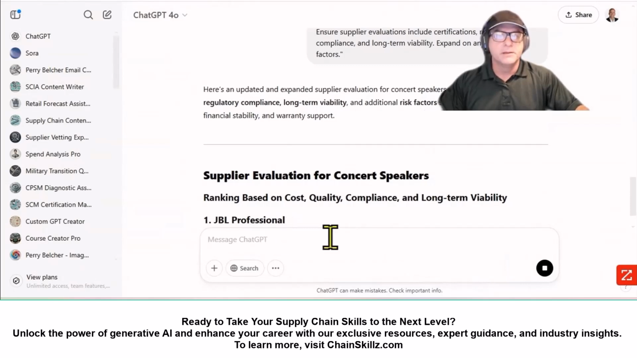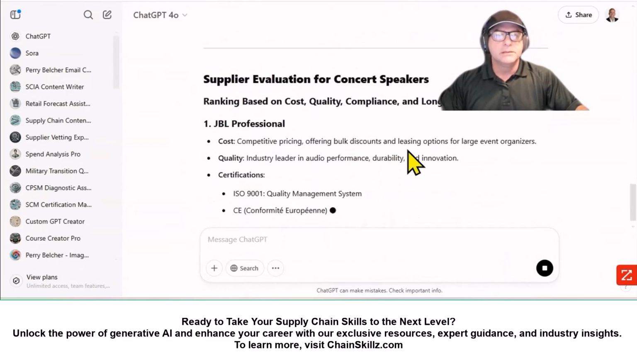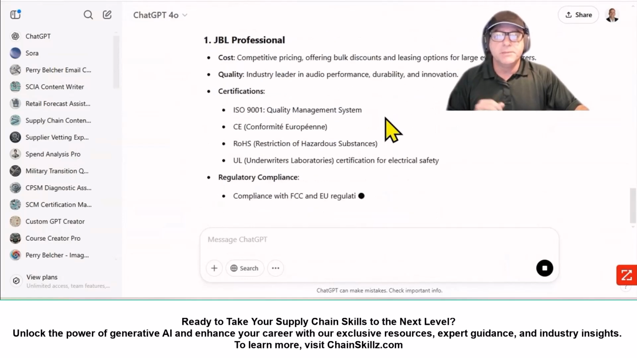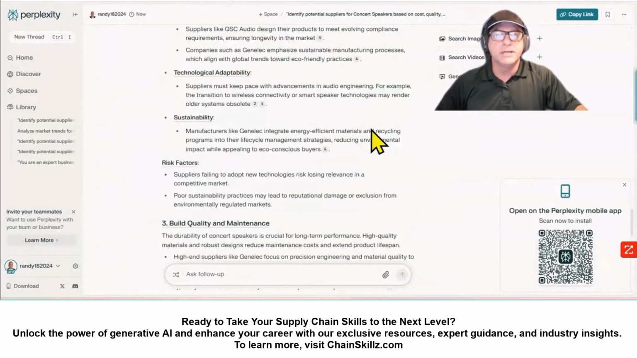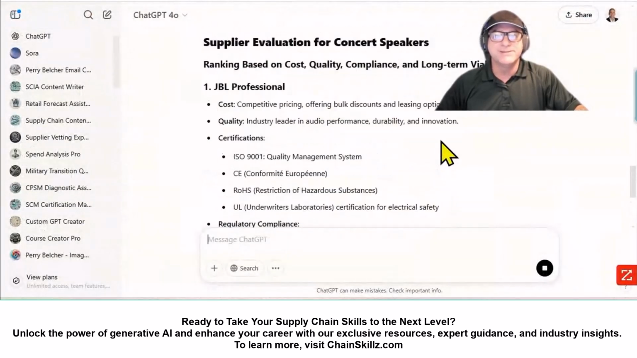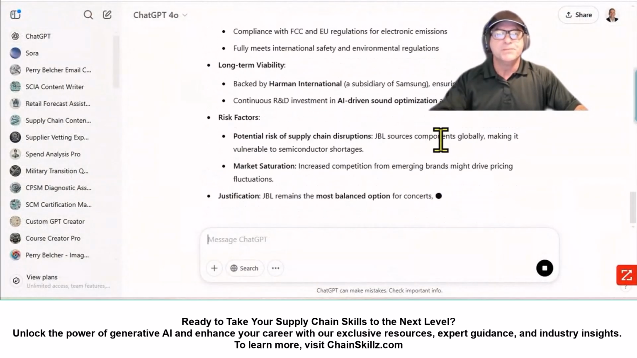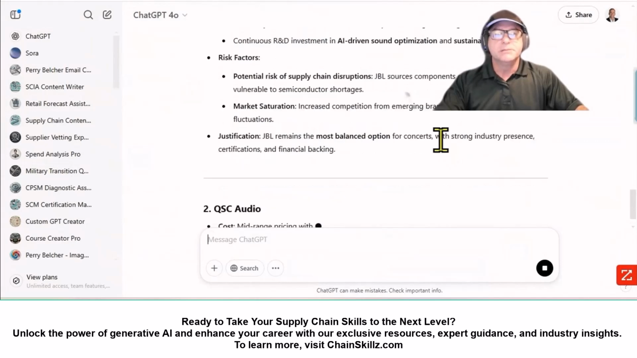Okay. So this is giving me, I think, a little bit better answer than what Perplexity was giving. Perplexity gave me a more generic answer. This one's giving me an actual answer based on the suppliers that I was looking at. This is a good answer.